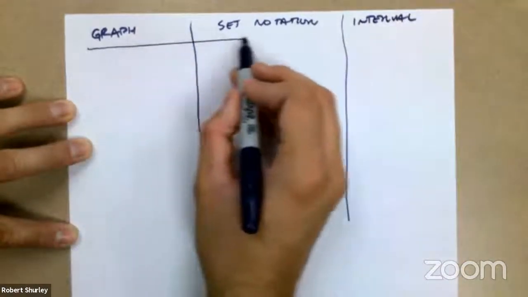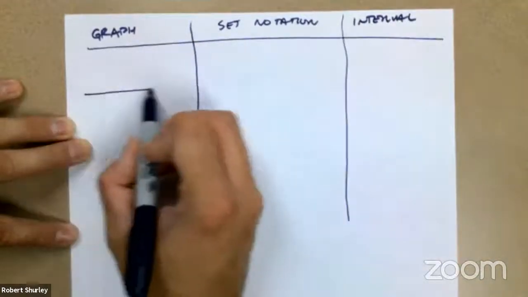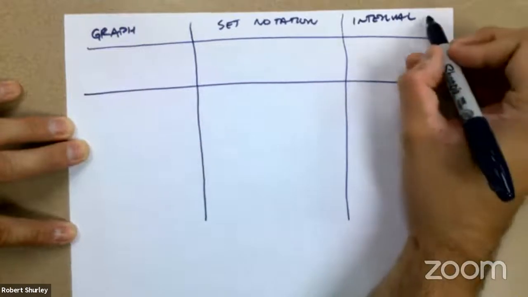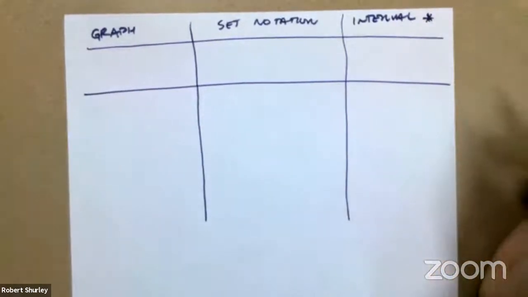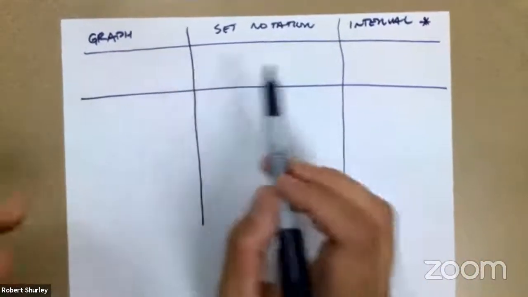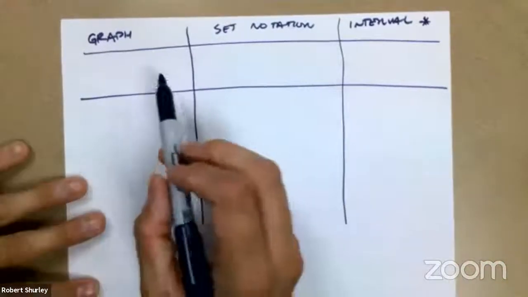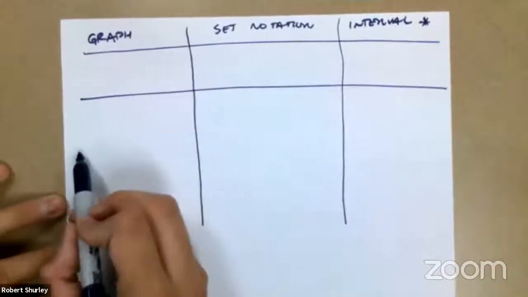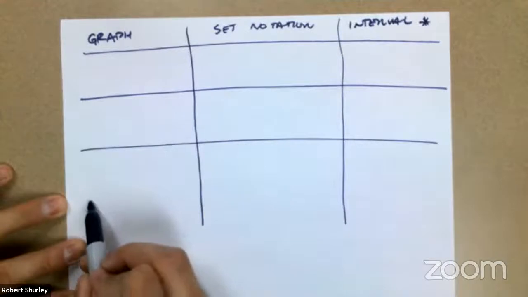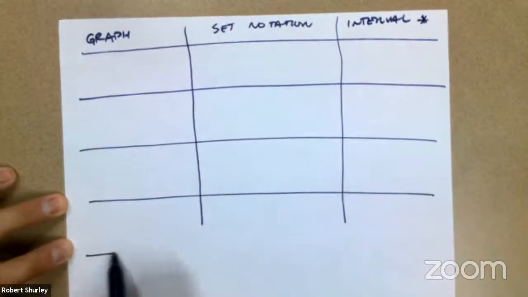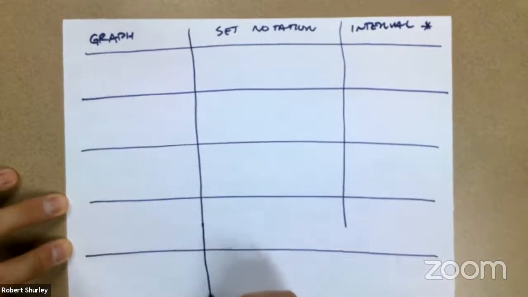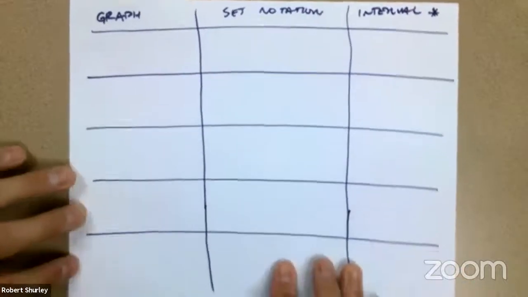I just want to go over each one of them and how they relate to each other, because in this class, we're going to use interval notation, and really probably throughout your algebraic careers, you've used graph and set notation a lot more than interval notation. I just want to go over a few examples of each one of them.